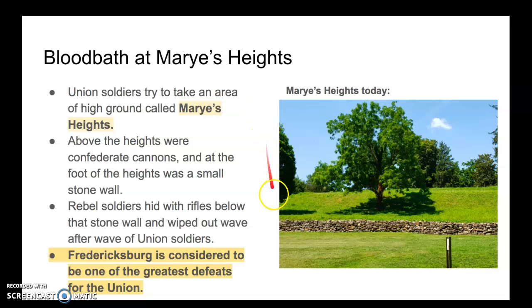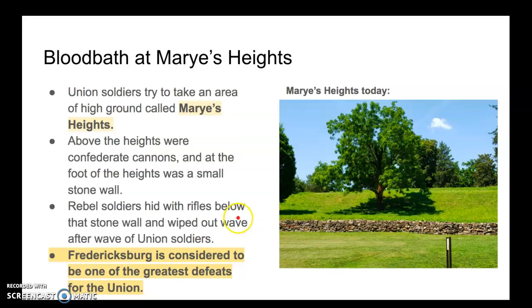The Union soldiers cross that river and try to take a high ground called Marye's Heights. This is a picture of Marye's Heights. The hill is not any taller than the one that's on the playground at school. Above the heights were Confederate big guns, cannons, and at the foot was a small stone wall. This is a picture taken last summer. It's about 4 feet tall.